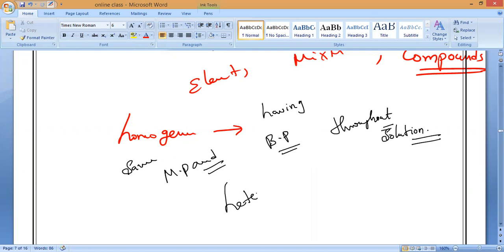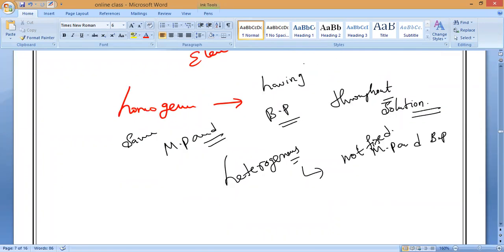But in heterogeneous mixtures, what is happening? Is it the same? Not understanding. No fixed melting point and boiling point, because we don't know the constituents. One time more of a substance is present, one time less of a substance is present. So we cannot fix the melting point and boiling point. Understand, Hari? Ready, Akilan? Yes, sir. So a heterogeneous mixture does not have a fixed melting point and boiling point, but homogeneous mixtures have a fixed melting point and boiling point.